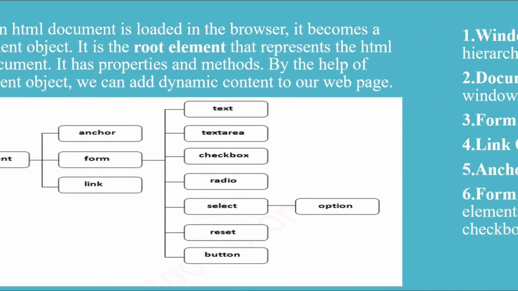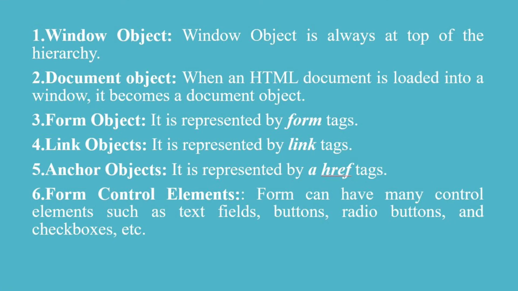By the help of this document object, we can add dynamic content to our web page also. So if we see in detail some of the elements of the DOM, the window object is always at the top of the hierarchy, and after that we have the document object, and when an HTML document is loaded into the window, it becomes a document object. And we have form objects, link objects, anchor objects, and form control elements. So a form can have many control elements such as text, buttons, radio buttons, and checkbox, etc.